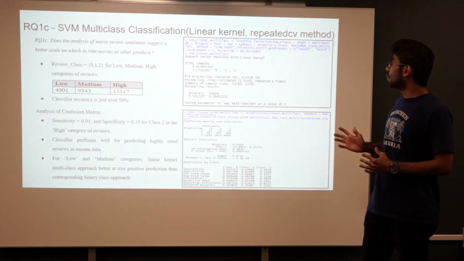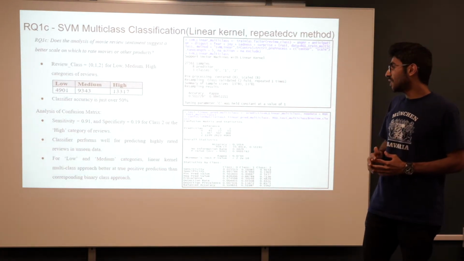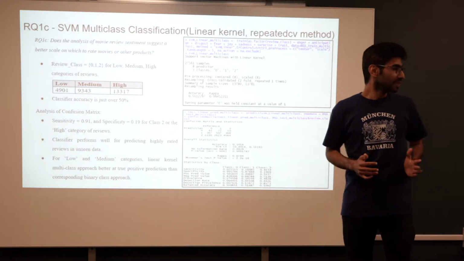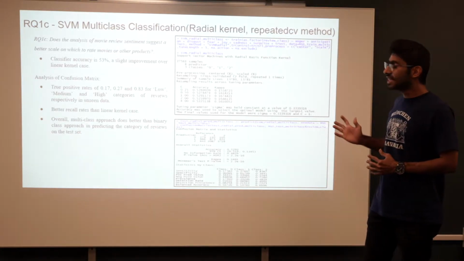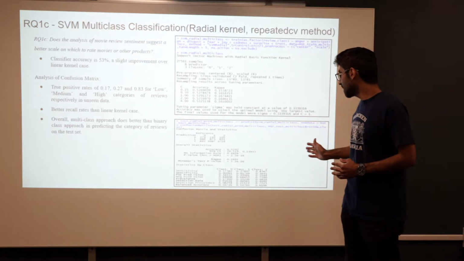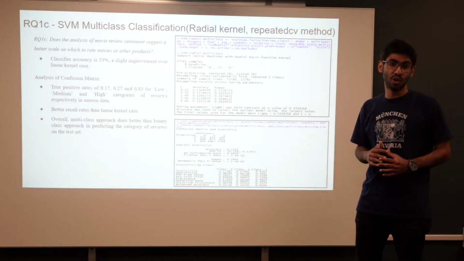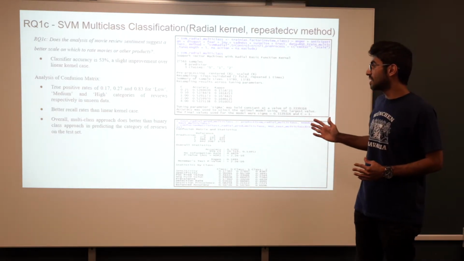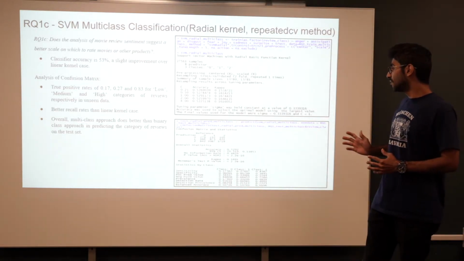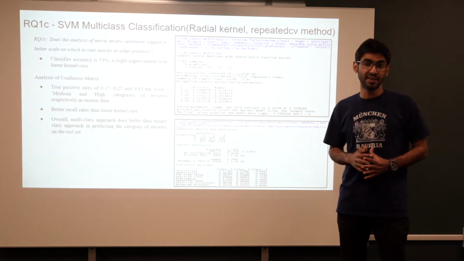And again, we do a linear kernel as well as a radial kernel for the multi-class classification. What we see is the classifier accuracy is just 50% for the linear case. Whereas for the radial case, the accuracy is 53%. But it's doing a pretty good job in predicting the true positives for all the 3 categories. Like it's 0.17, 0.27, and 0.83 are the true positive rates. So I believe this multi-class approach does better than the binary class approach for both the linear and radial kernels.